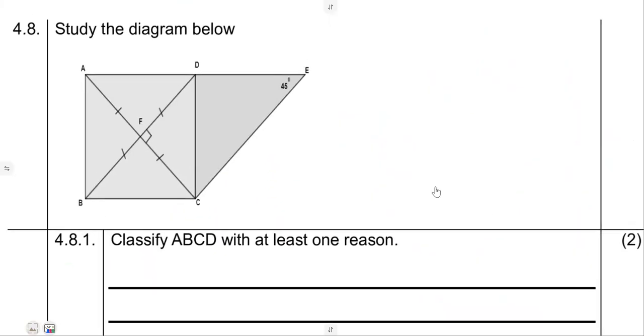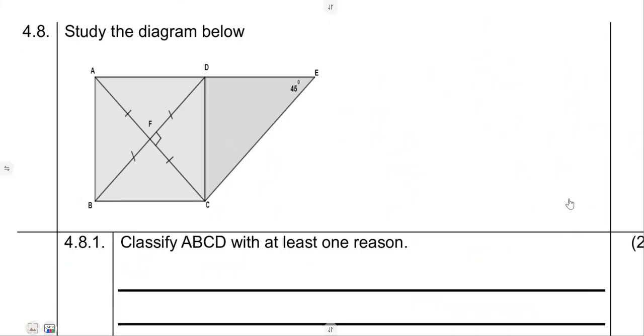All right. Study the diagram below. Classify A, B, C, D with at least one reason. So A, B, C, D, you can see that these are straight lines on their own, and these ones intersecting, meeting each other at 90 degrees, bisecting each other there. All right. That means we can work with what? A square. All right. A square does that. Remember the properties of a square. So thus we have got diagonals bisect each other at what? At 90 degrees. Diagonals. And also each angle is 90 degrees, horizontal and vertical line.